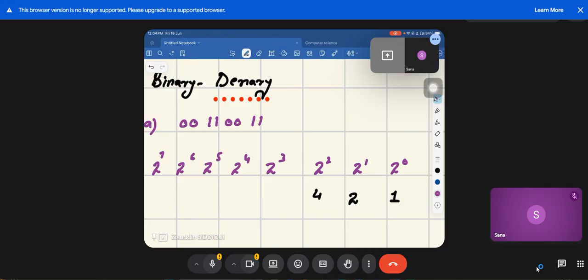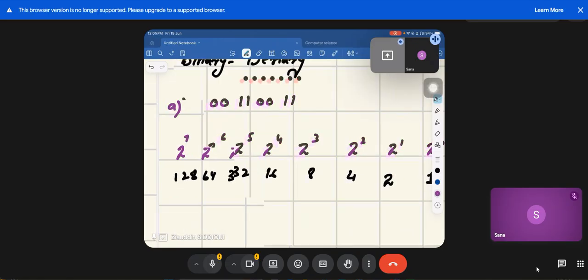Now 2 to the power 0: anything having power 0 becomes 1. 2 to the power 1 is 2. 2 to the power 2 is 4. 2 to the power 3 is 8. Then 16, 32, 64, and 128. So we need at least 8 bits in order to represent a binary number.